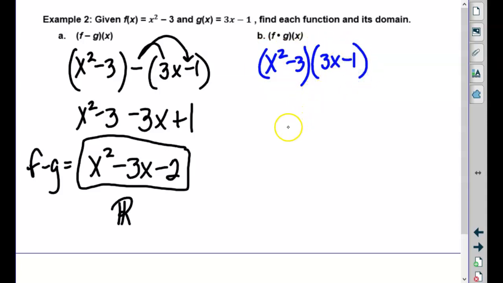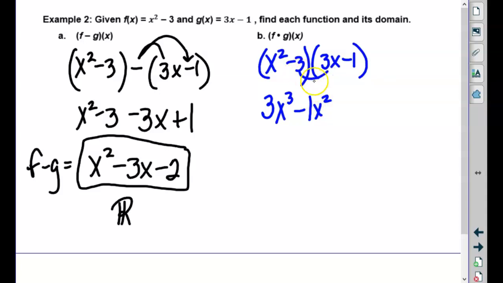All right, can you distribute? Double distribute? What's x squared times 3x, guys? Make sure you're understanding your exponent laws and rules and you're multiplying. X squared times 3x would be 3x cubed. Everybody okay? Then x squared times the negative 1 at the back would be a negative 1x squared, which you don't have to write the 1.